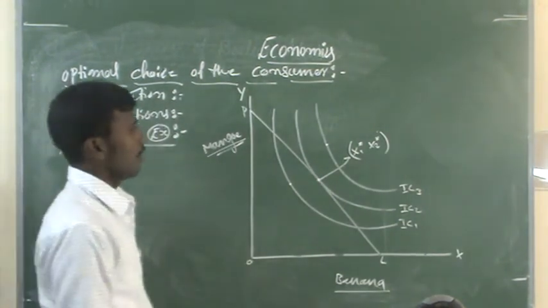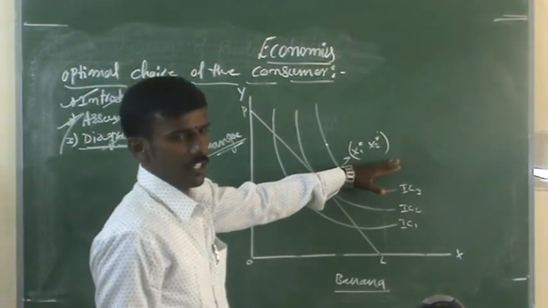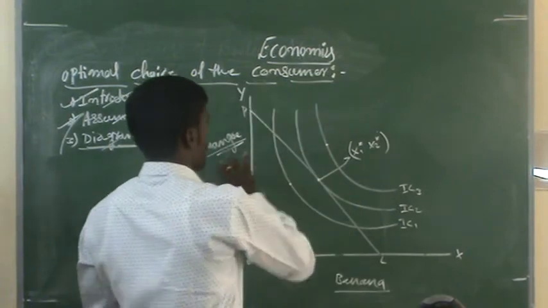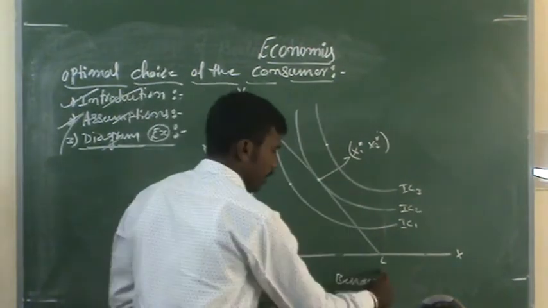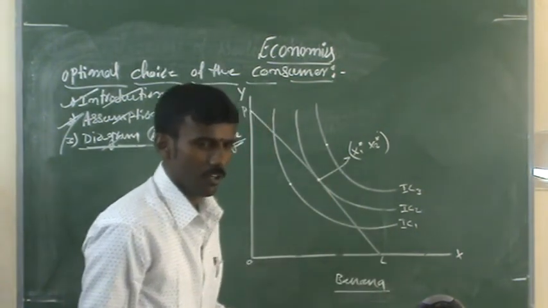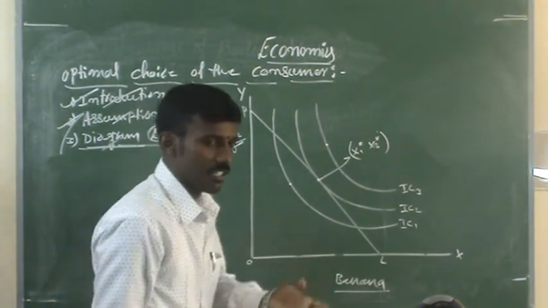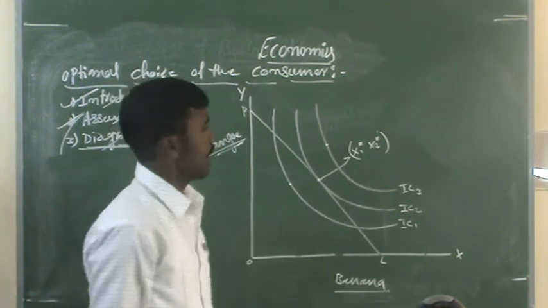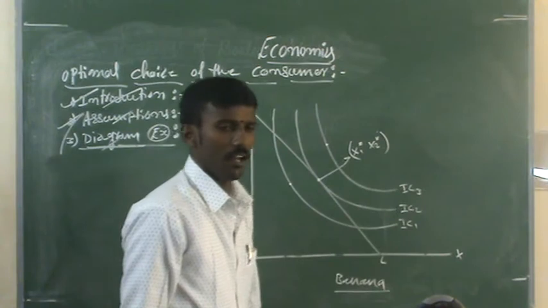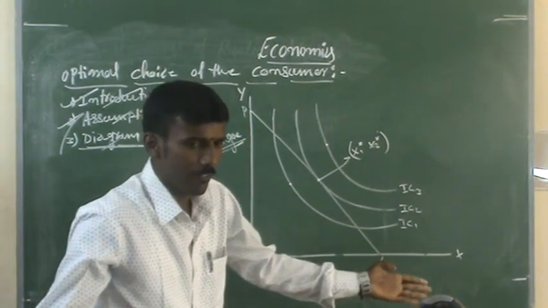So this is the diagram explanation. Simply, once again I repeat: x axis banana, y axis mango. Here there is a PL, a downward sloping line from left to right. That line we consider the income of the consumer, the budget line of the consumer. Now here there will be different indifference curves: IC1, IC2, IC3. These are all different indifference curves.